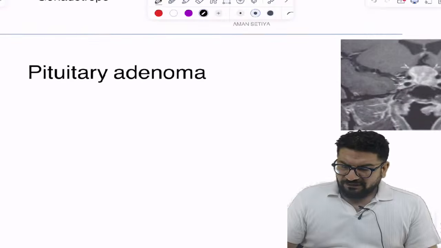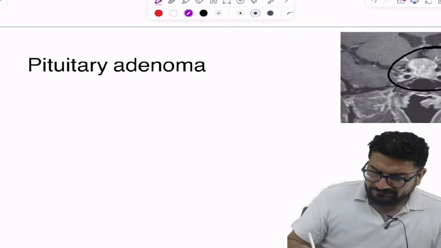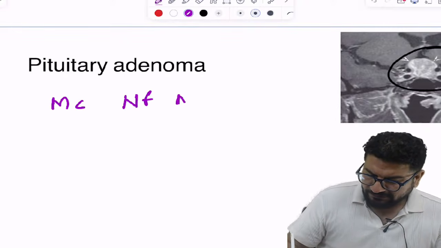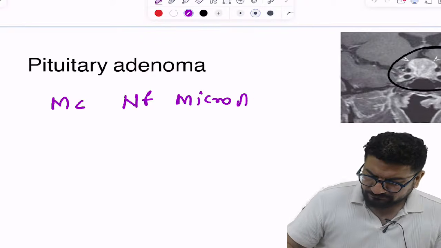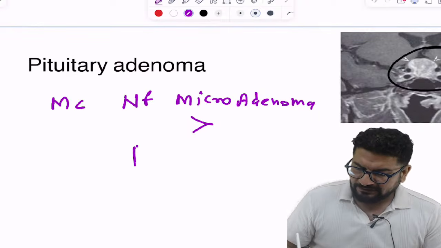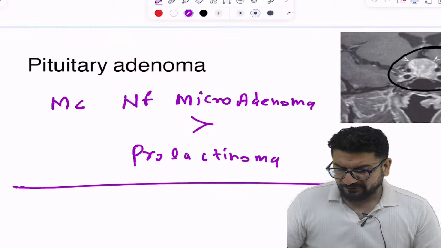So pituitary adenoma we have. Out of this I can say the most common will be non-functional microadenoma. Most common will be non-functional microadenoma, but if it is not in the options, then the answer will be prolactinoma. तब आंसर क्या होगा? Prolactinoma. This is about pituitary adenoma.